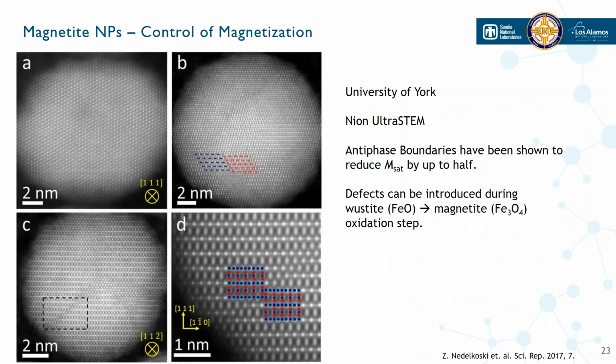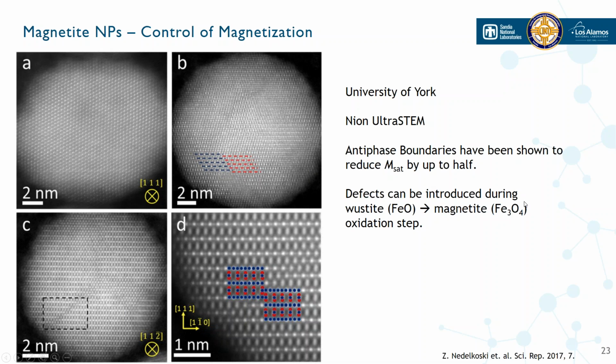But there has been some evidence in the literature of defects in magnetite leading to a reduction in MSAT. This was done by Sarah Majetic and collaborators at the University of York on their ultra STEM. They showed, from literature syntheses from different groups, that the reduction in magnetic saturation is due to internal defects, things like antiphase boundaries. So controlling and understanding the inclusion of these defects is really important in having a high-performing material.